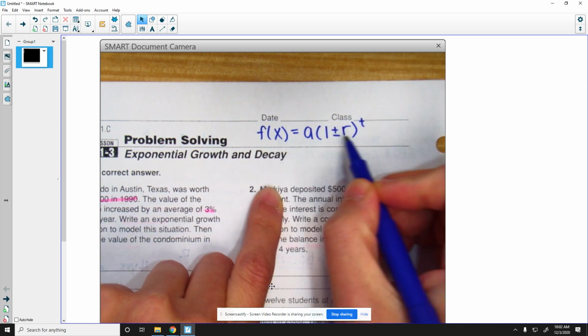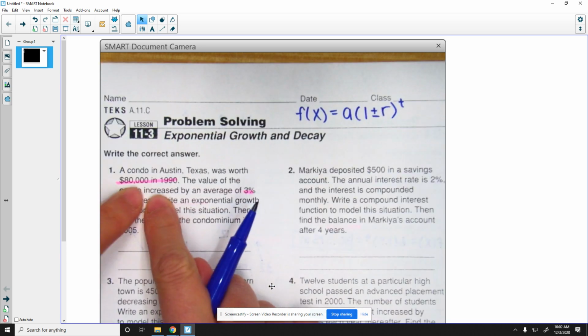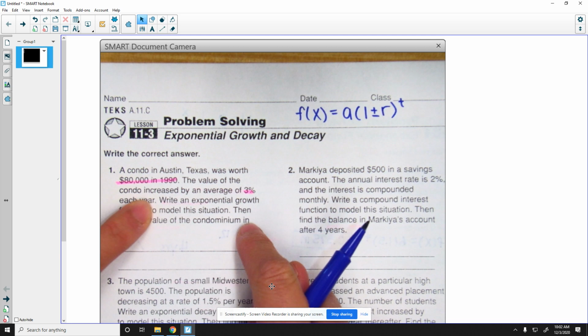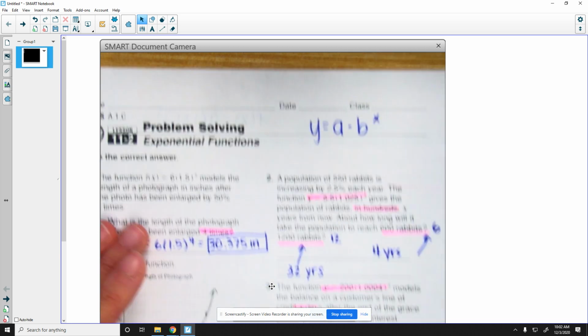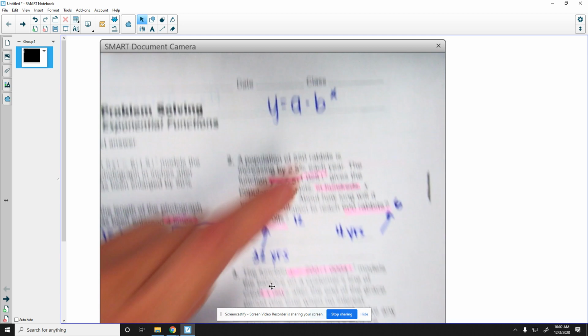So this is the equation you're using now. You know that you're using this equation because now it's saying increasing, decreasing by this many percent. The front side didn't say increasing or decreasing by that many percent, so you knew that you could just use the basic formula.